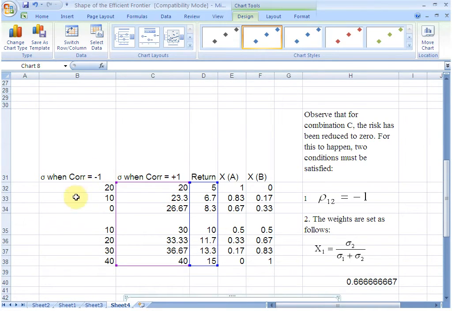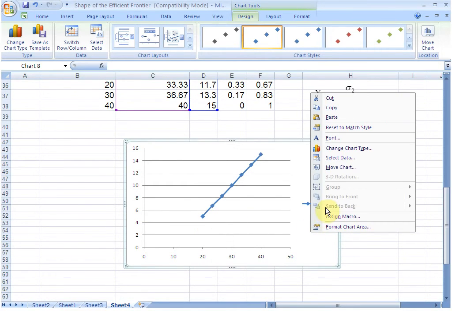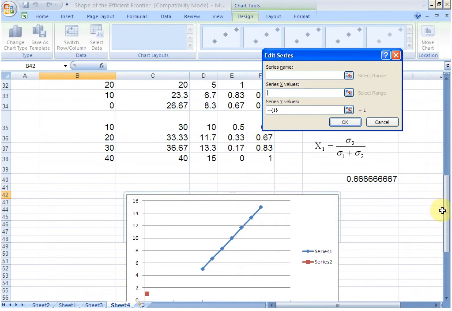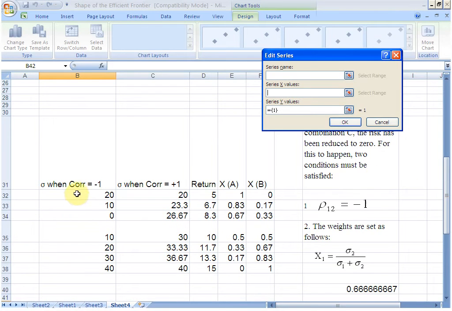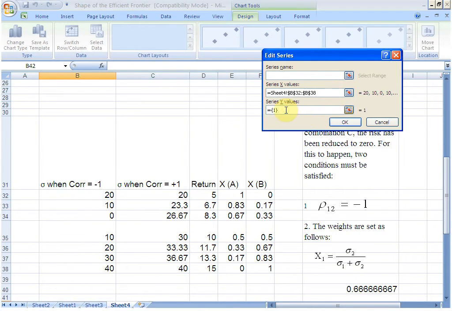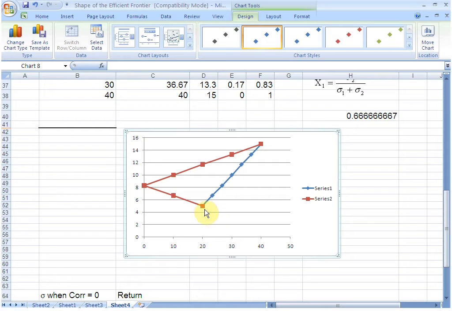I also need to accommodate the risk when the correlation coefficient is -1, so I need to build in this series also on the graph. So let me again right click on the graphing space, select data and add another series. The X series is going to be again my risk here, but this time I'm choosing the risk assuming the correlation coefficient is -1, and then for Y values what I'm measuring on the y-axis is my return, so I select the return series from here and then say OK and then OK again, and I'm going to get a diagram like this.